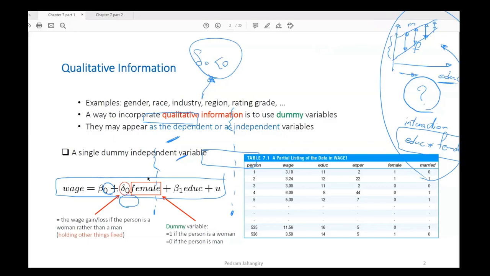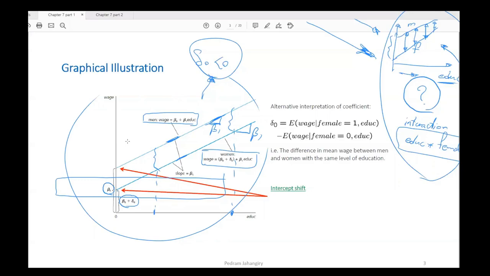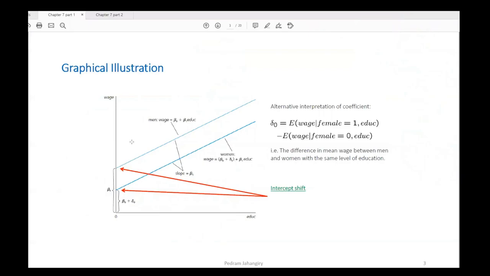The marginal effect of education on wage is going to be constant. It's beta 1, regardless if you're male or female. But we know, or at least we hope, that in the real data this is not the case, and something like this should be the case. Ideally, we want to see if delta 0 is not significant at all. There is no wage discrimination. Now, in terms of interpretation, we can say delta 0 is, look at that.